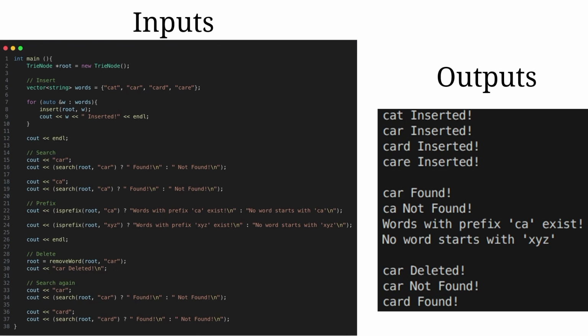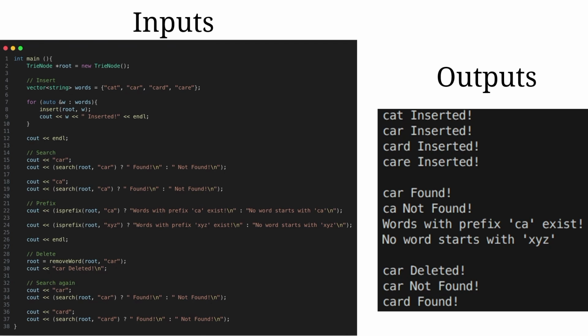First, we insert the words cat, car, card, and care, and the output confirms that they were inserted successfully. Next, we search for car, and since it exists in the trie, the result is found. Then we search for CA. Although it is a valid prefix, it is not stored as a complete word, so the result is not found. After that, we perform prefix searches. The trie confirms that words with the prefix CA exist, while no word starts with XYZ.